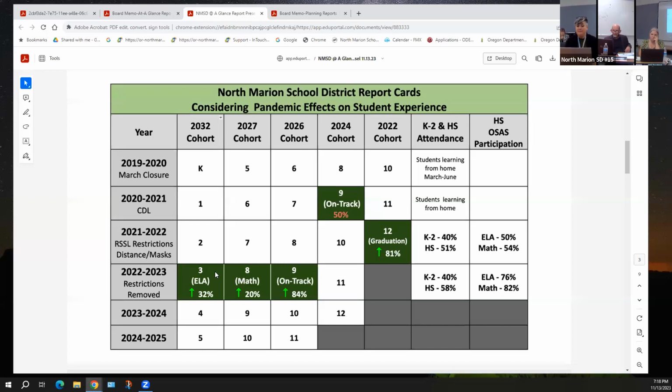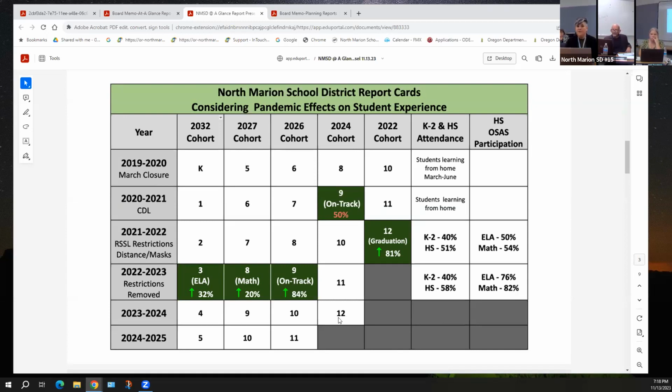Same thing with the cohort of 2024, their transition year of 9th grade. They were freshmen during CDL. So their first year of high school was online. And you'll notice with that one in particular, our freshman on track rate for their 9th grade year was 50%. It was pretty shockingly low. So those are our current seniors. So currently we're paying close attention to how that group of kids is recovering.